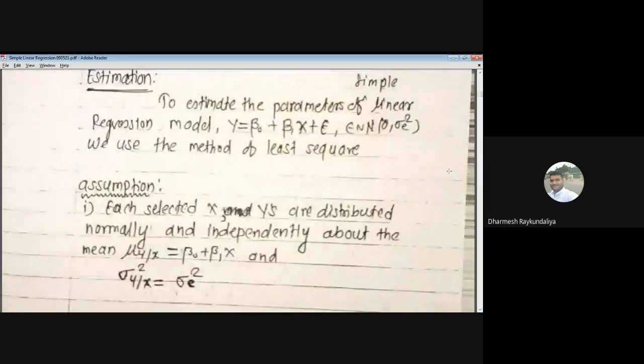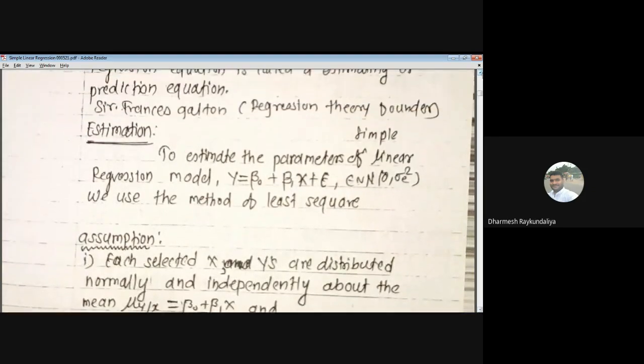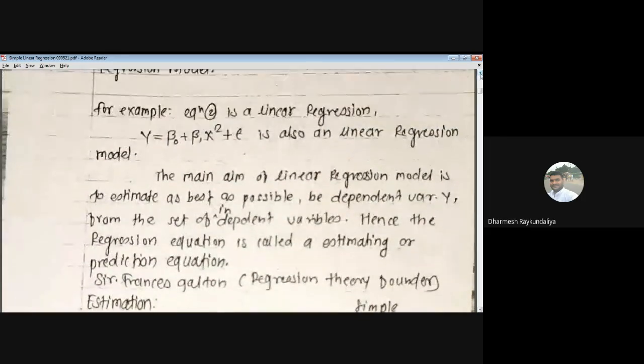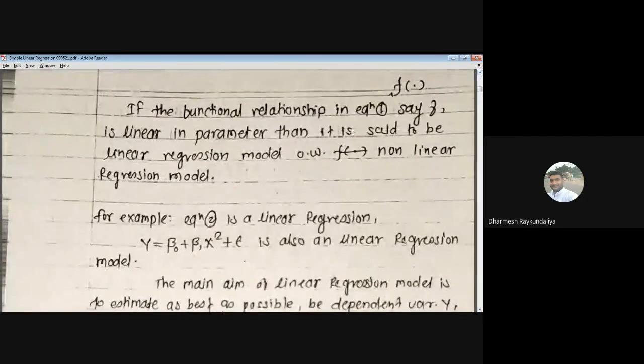If the functional relationship in equation 1, say f, is linear in parameters, then it is said to be a linear regression model. Otherwise, it is known as a non-linear regression model. So linear regression means if the relation between Y and x1, x2, ..., xk is linear in parameters, then we call it a linear regression model. Otherwise, it is said to be a non-linear regression model.